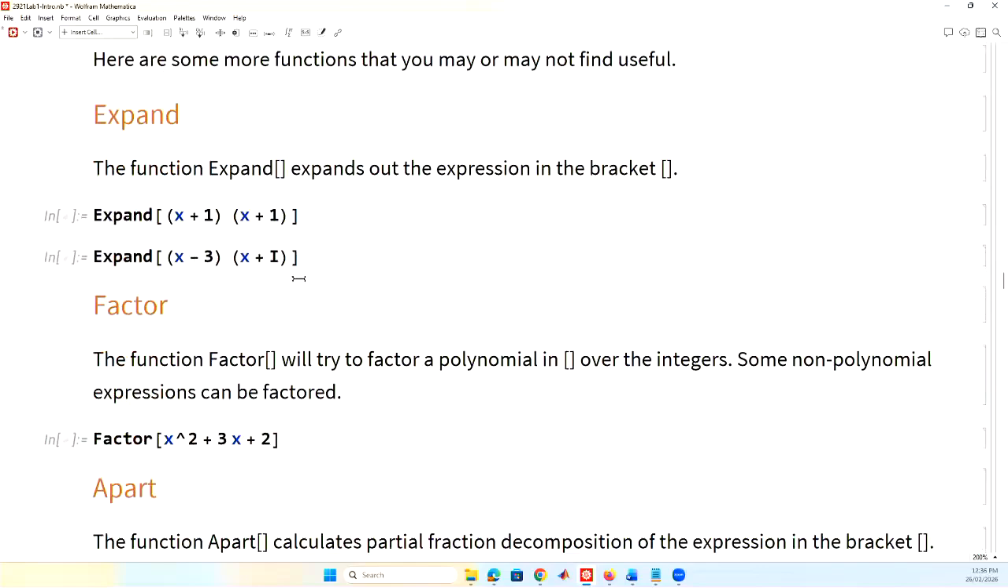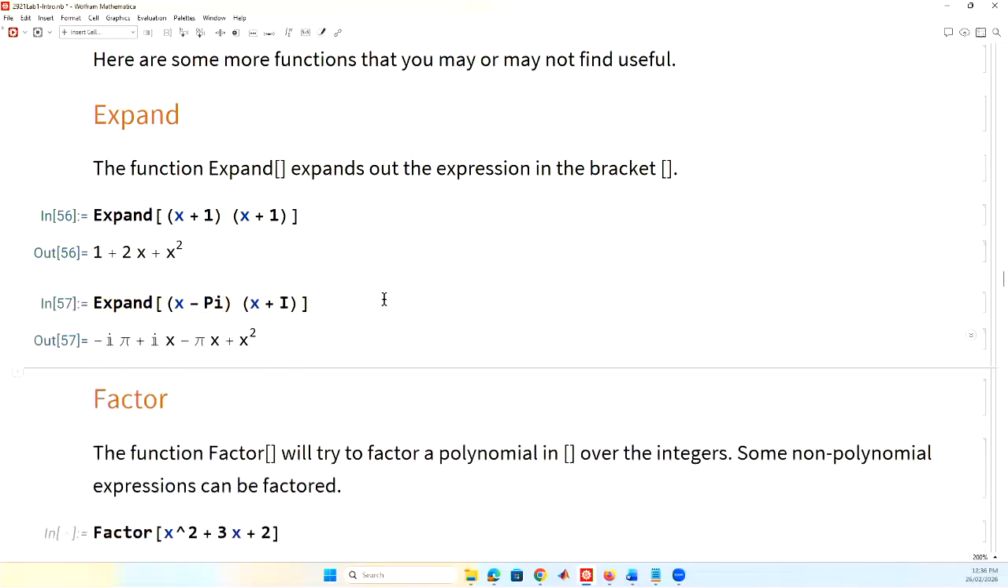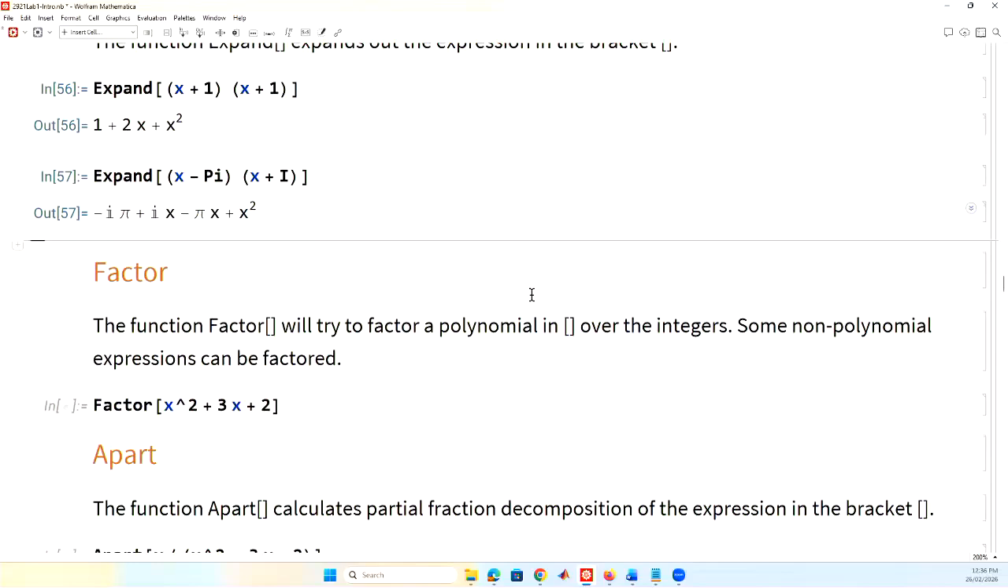Okay. If you can simplify, then of course you can expand. Expand x plus 1 times x plus 1: 1 plus 2x plus x squared. It can use complex numbers. You'll notice that the complex constant is a capital I. Most inbuilt commands in Mathematica start with a capital, and this is no different. The same is true of Pi. So if I instead wanted x minus Pi, it knows what to do there. So you'll see there's no I squareds hanging around. It's just I.